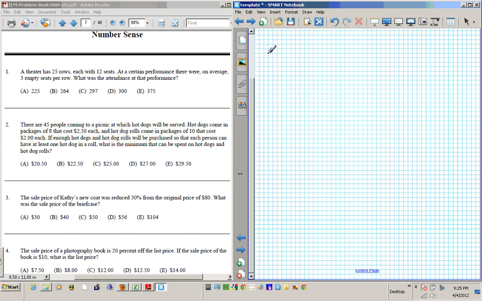Okay, so we have a total of 45 people. We need to make sure that everybody has at least 1 hot dog and 1 hot dog roll. So let's deal with the hot dogs first. For hot dogs, we know that they come in packages of 8, packs of 8.